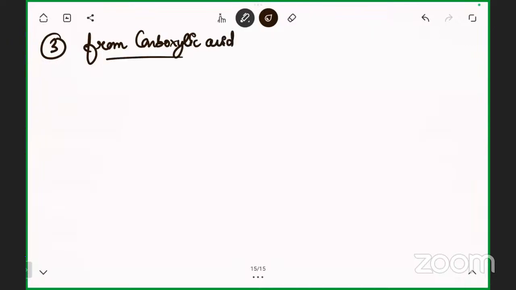See, what we have discussed: first, the method of preparation from unsaturated hydrocarbons, in which we discussed the Sabatier-Senderens reaction. Then from alkyl halide, which had Grignard reagent first, then Wurtz reaction, then Corey-House reaction, then reduction of alkyl halide. Then third is from carboxylic acid. From carboxylic acid, the first method is called decarboxylation.